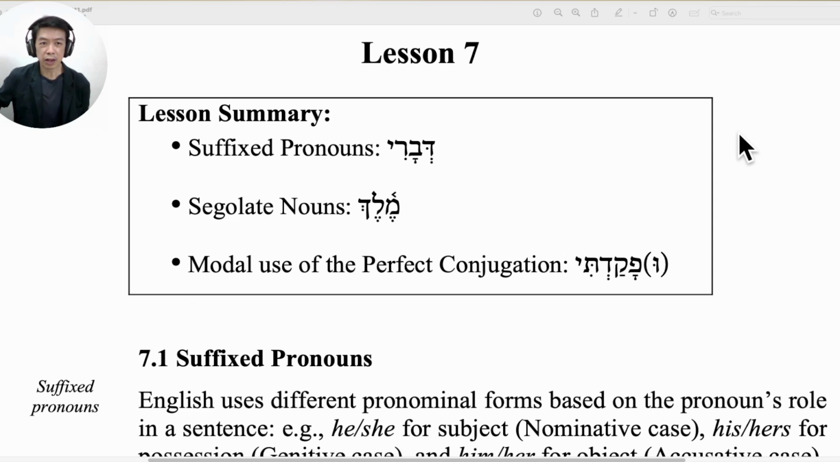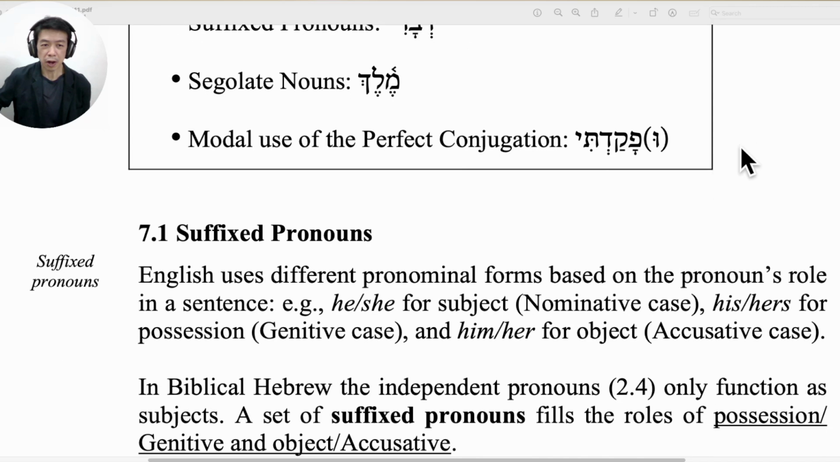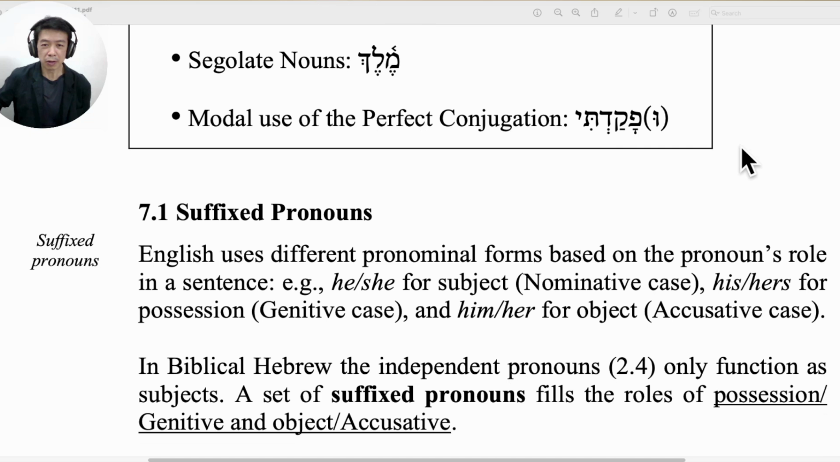In this lesson, we're going to take a look at suffix pronouns, Segolate nouns, and a modal use of the perfect conjugation. For suffix pronouns, English uses different pronominal forms based on the pronoun's role in the sentence. He, she for subject, in nominative case; his, hers for possession, genitive case; and him, her for object, accusative case. In Biblical Hebrew, the independent pronouns only function as subjects. A set of suffix pronouns fills the roles of possession, genitive, and object.